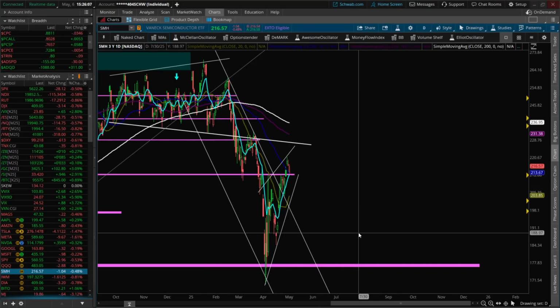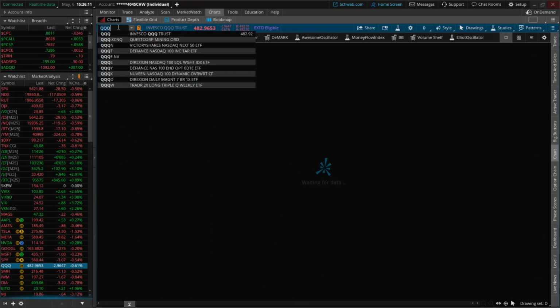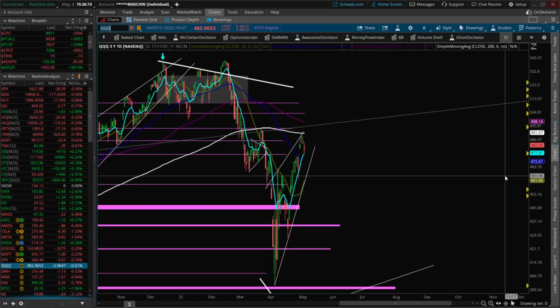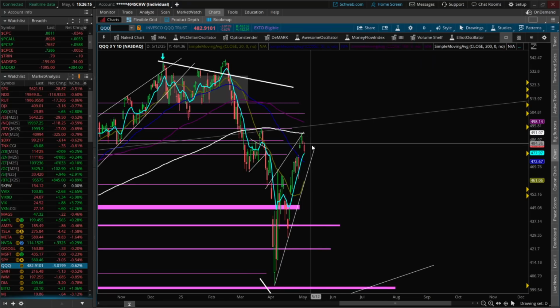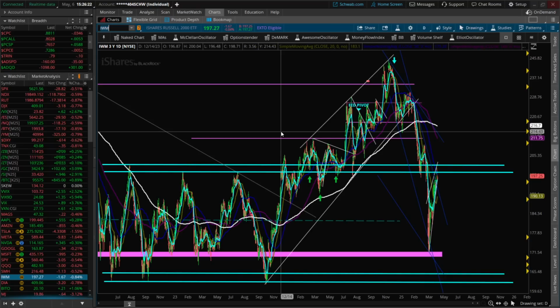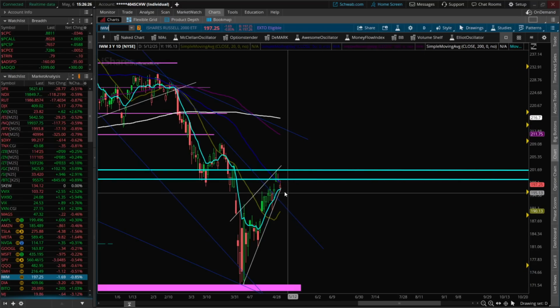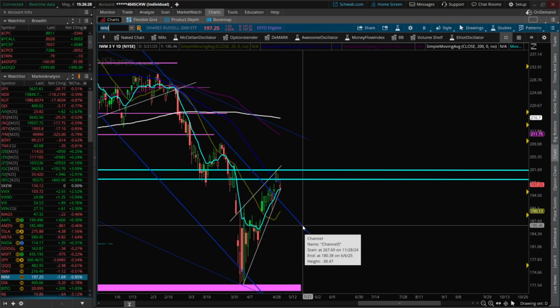Holding on to the 8 EMA and the 50, just like SPY. Back to Qs, I didn't have the moving averages. Rejected off the 200 moving average, holding the 8 EMA, so that's why we're getting a reaction off of there, which is very natural. That's typical. You usually don't blow through those indicators right off the bat. Usually you get a bounce and then you fail.